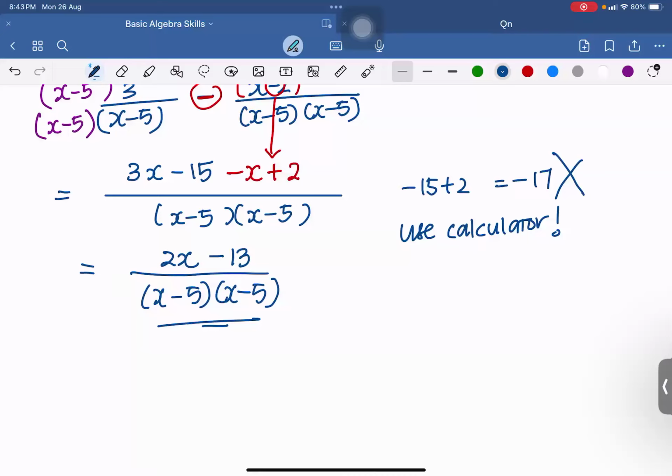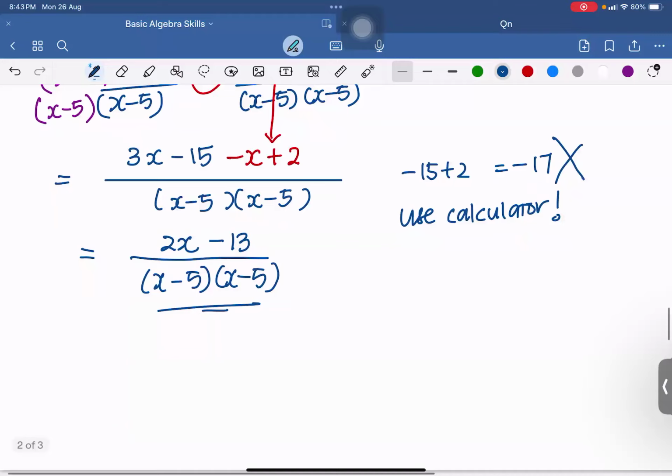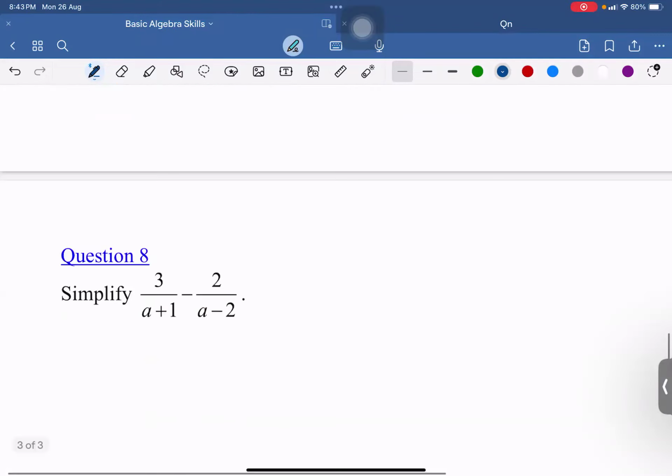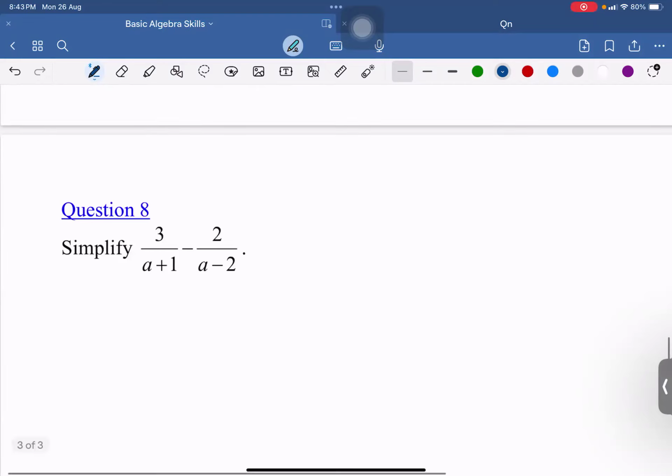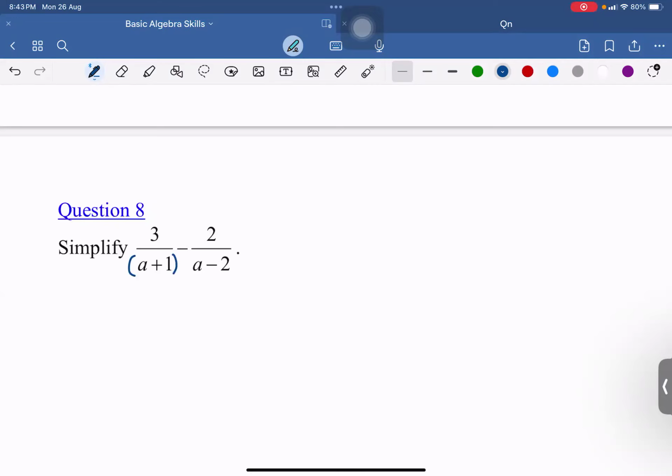Is that okay? Can? Good. Then this one is the simplest of the simplest. If the N-level exam comes out, you should be very happy that we set this question. What to do? Totally different denominator. Make denominator the same. Correct. So in this case, I have 3a plus 1 and 2a minus 2. What do I need to multiply?